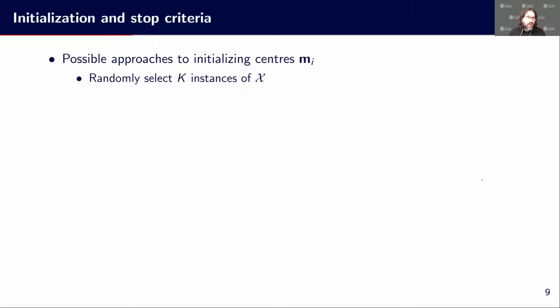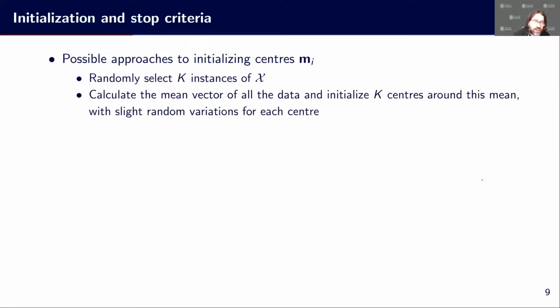Now the question with k-means is how can we initialize and stop the algorithm? There are different ways to initialize the centers MI. The first one is to randomly select k instances of x. So basically we pick k random values of x and we use those as the initial centers. The first one is kind of the basic approach. It works well, but we can be unlucky. There can be some bad luck in the choice of the k instances. That means that it's not necessarily always very robust, but that's the basic way of doing this.